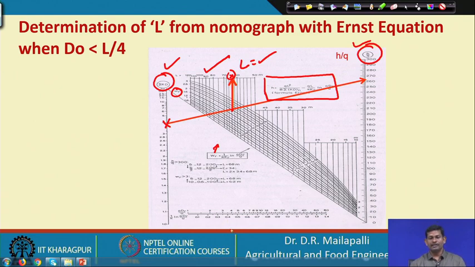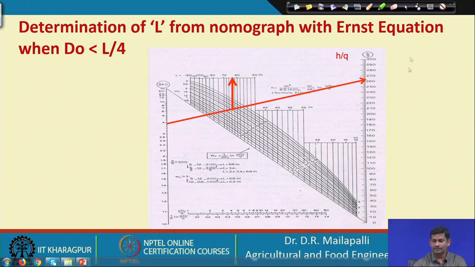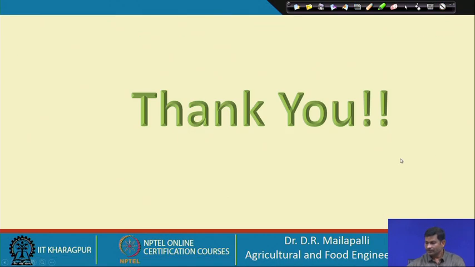So, using the Ernst equation, you can find out the drain spacing by knowing the sigma Kd value, like K1 D1 plus K2 D2 and so on, based on the number of layers, and the h by q value, and then W r. These values will be known, and based on that you can find out the drain spacing. Yeah. So, thank you. This is all about this lecture.